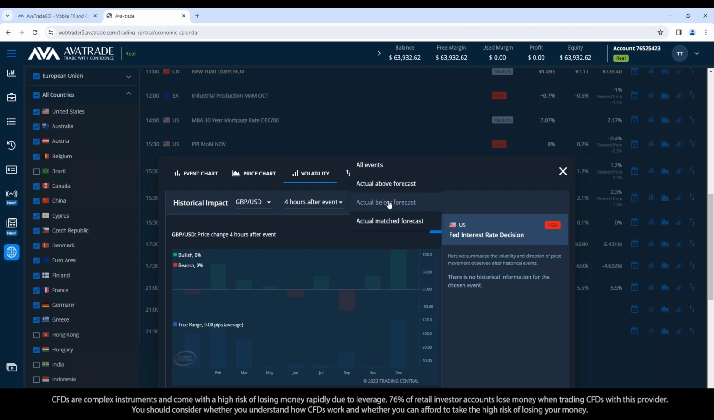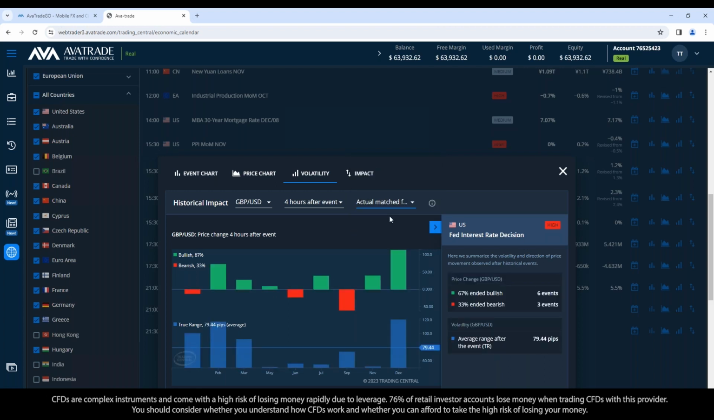So you could project that, okay, almost all the time, the rate decision comes in as expected, which it did again yesterday. So if in the past it came in matching the forecast, what happened with the currency pairings? So we could have looked and said, wow, 67% of the time, the pound went up against the USD when the rate decision matched the forecast, okay?